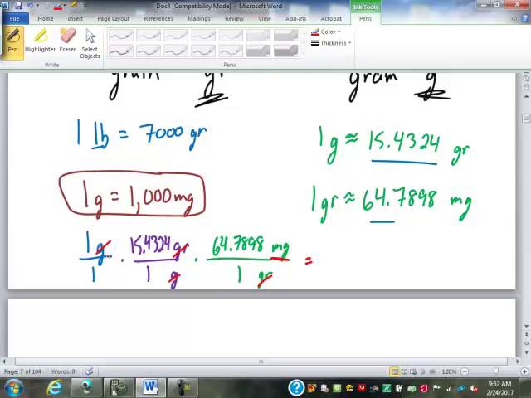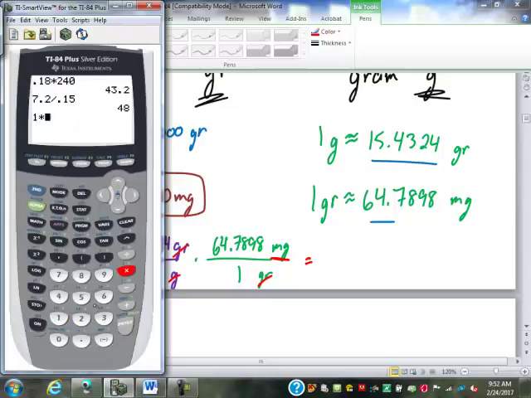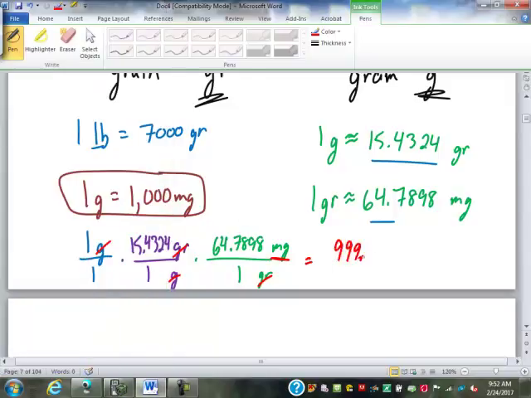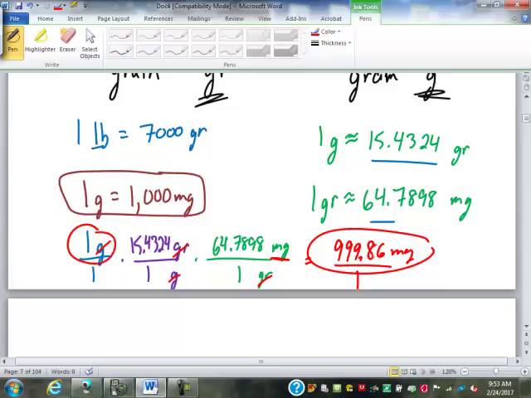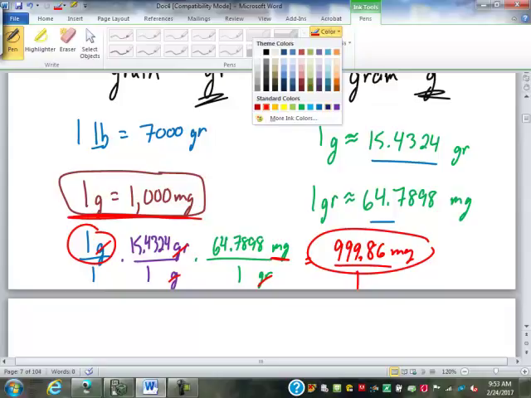So on top here, I've got 1 times 15.4324 times 64.7898. That is like 999.86 milligrams. And on bottom, I've got 1 times 1 times 1, which is 1. So we do get 1 gram is like 999.86 milligrams. So it's still rounded off a little bit. You can see it's still just a little bit off because we know that 1 gram should be exactly 1,000 milligrams, but it's not horrible.